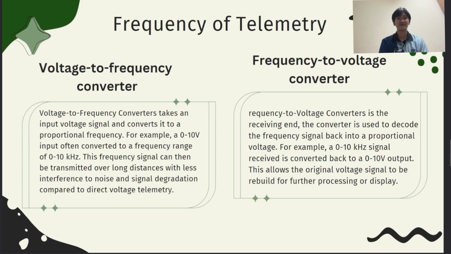Frequency-to-voltage converters are at the receiving end. The converter is used to decode the frequency signal back into a proportional voltage. For example, a 0 to 10 kHz signal received is converted back to a 0 to 10 volt output. This allows the original voltage signal to be rebuilt for further processing or display.